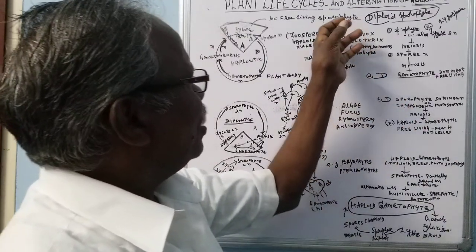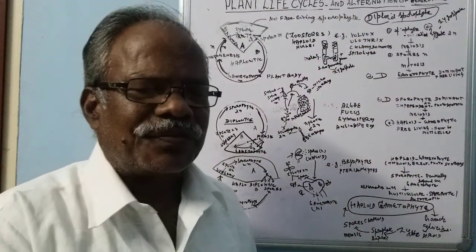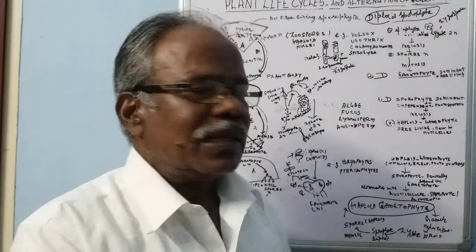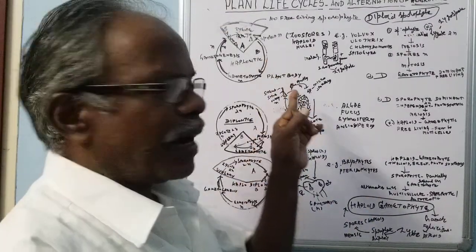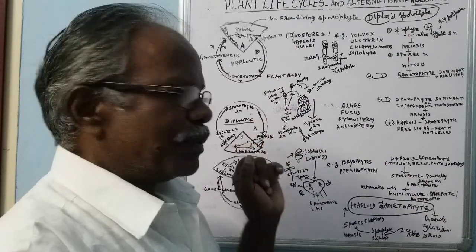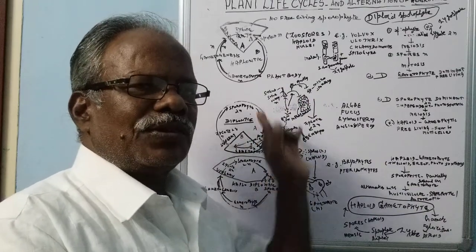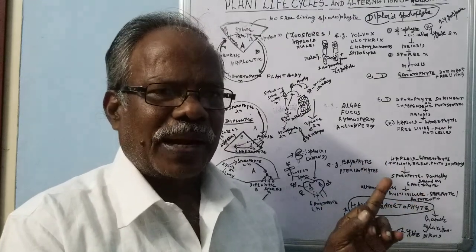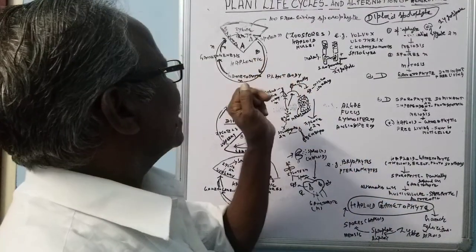So we are going to see about 3 types of the alternation of generation available in the plants. First we will see the haplantic, and then diplantic, haplodiplantic. So these 3 types of alternation of generation are available in case of plants. First we will see the haplantic.